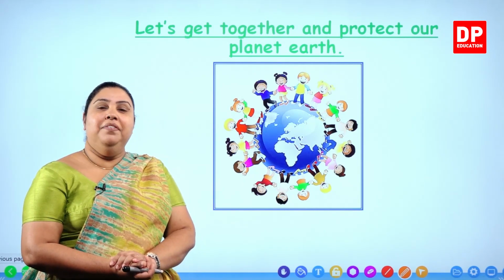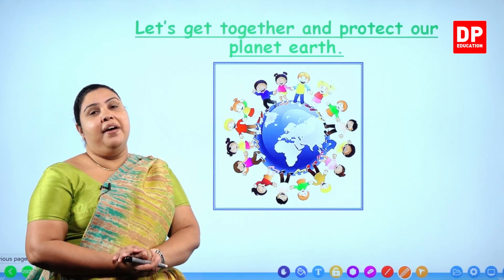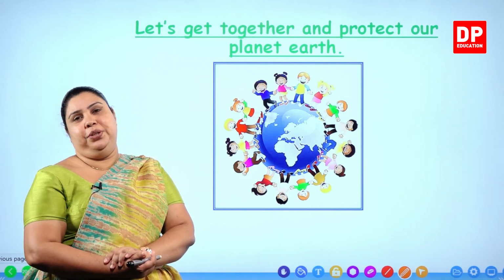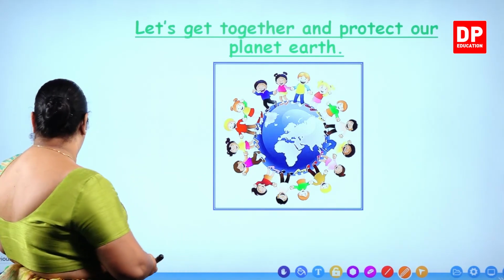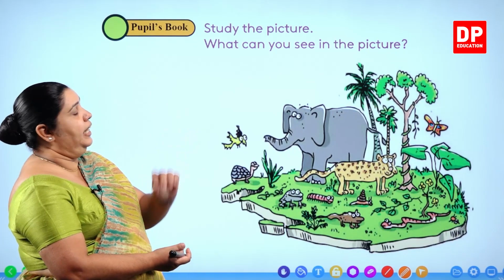So now we are going to go back to our pupils book and we are going to have a look at our beautiful nature once again. There is a picture for you. Come, let's move on to this page in your pupils book. Right. Study the picture. What can you see in the picture?